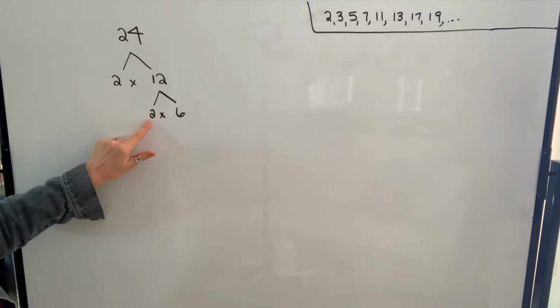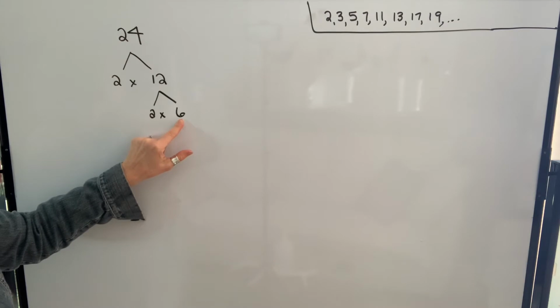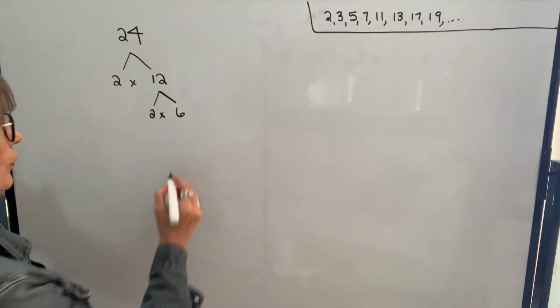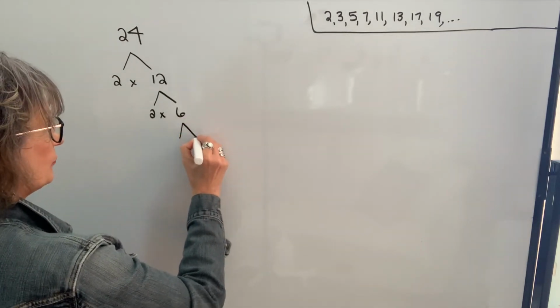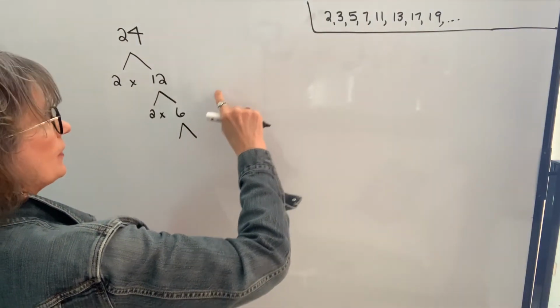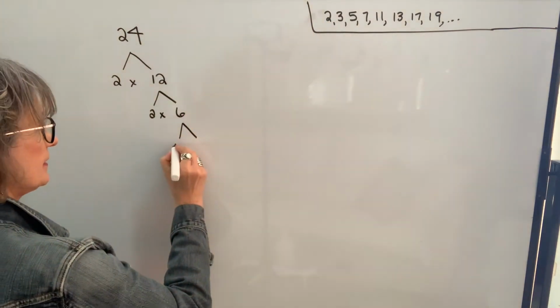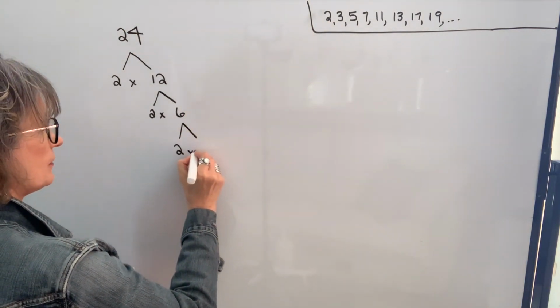That's a prime number, that's a prime number, so I'm done with those. Then I look at this. Is this a prime number? No. So again, I'm going to write this as a product. Product means multiplication of its prime factors. Is 2 a factor of 6? Yes, it is. 6 can be written as 2 times 3.